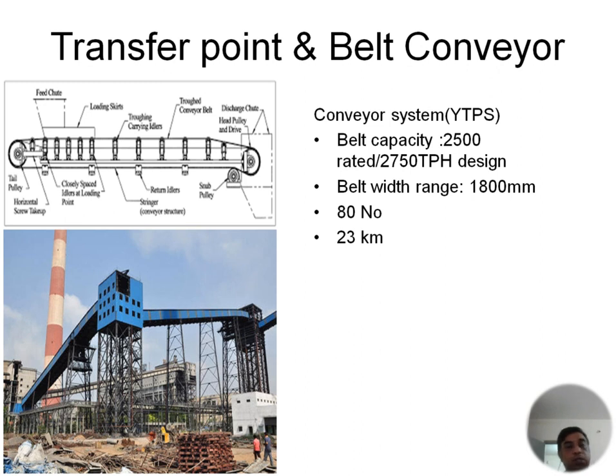In a thermal power station, the maximum bill capacity is 2500 TPH. The maximum width of the belt is 1800 meter. We have around 80 conveyors here. The total length of the conveyors is approximately 23 km.